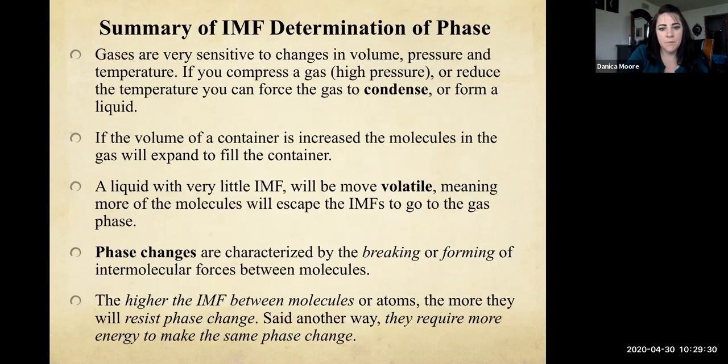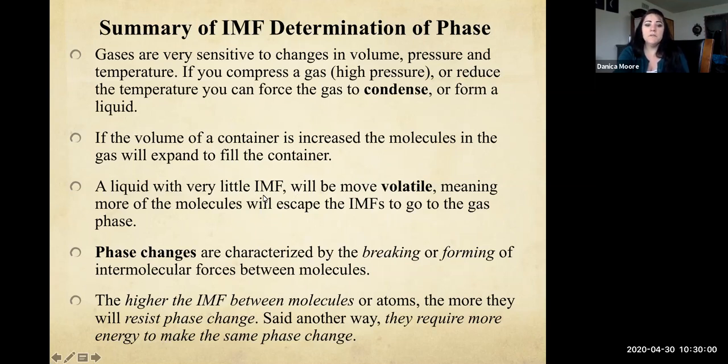Cool. All right. So this is kind of just talking about what we were talking about before. Gases are very sensitive to changes in volume and pressure and temperature. Compressing a gas, making it be under high pressure, or reducing the temperature can force a gas to condense or form a liquid. If the volume of the container is increased, the molecules in the gas will expand to fill the container.